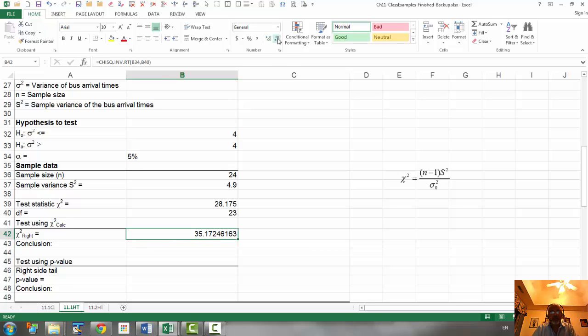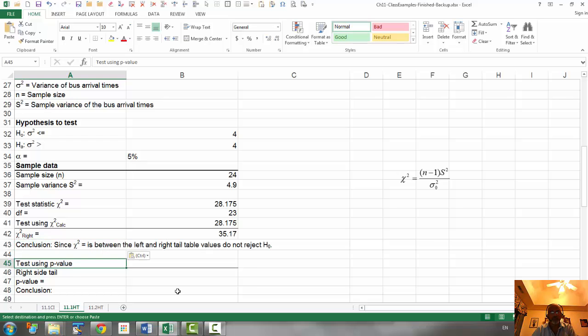And if the chi-squared calculated value is greater than the table value, then we will reject, otherwise we will not. So the conclusion is, since our chi-squared calc is less than the threshold value, the chi-squared table value, we cannot reject the null hypothesis. Okay, now let's look at the p-value approach.